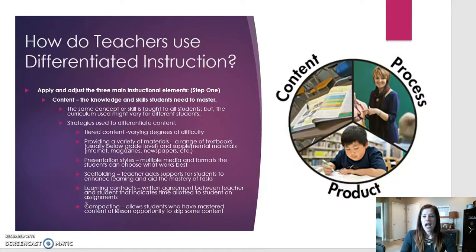Scaffolding. These are added supports for students to enhance their learning or task mastery. Learning contracts. These are written agreements between the student and teacher that indicates timelines for completed work. And compacting allows students who have mastered content an opportunity to skip some content.